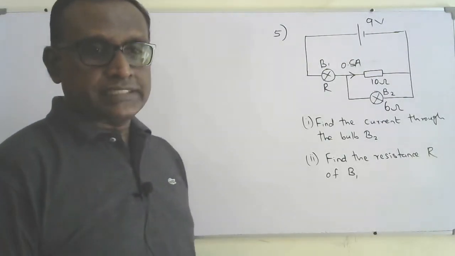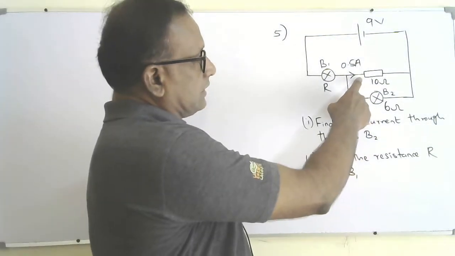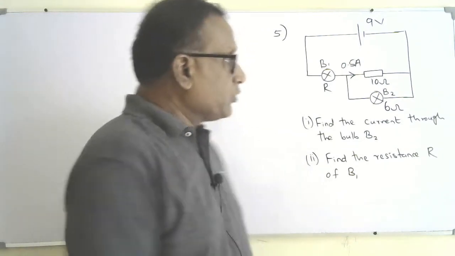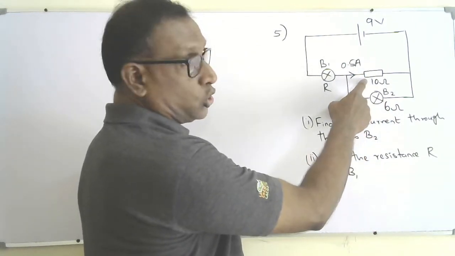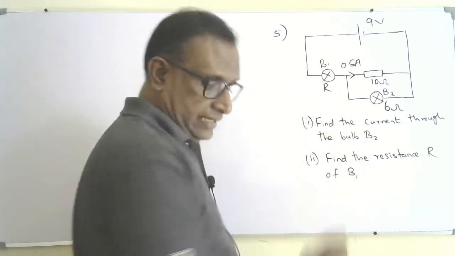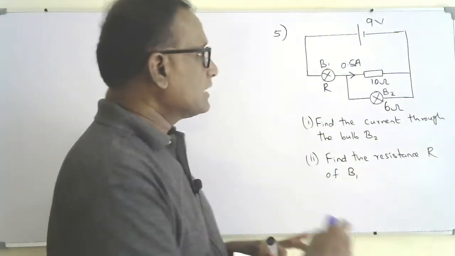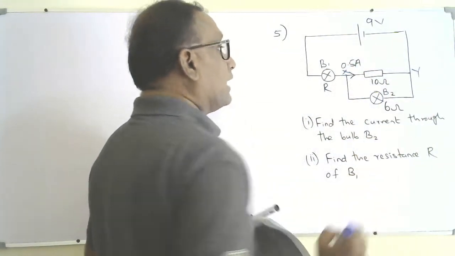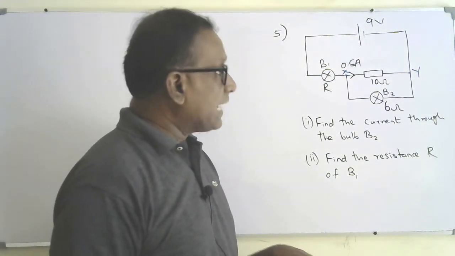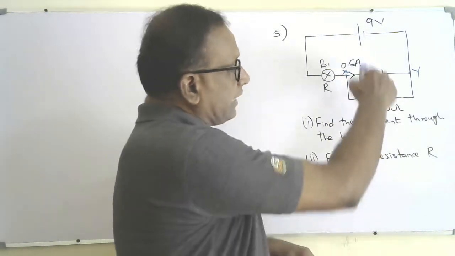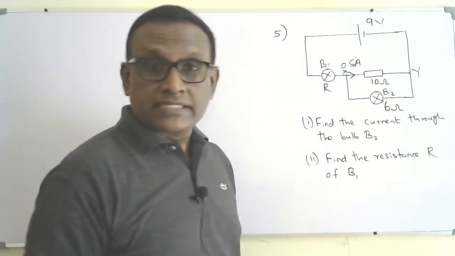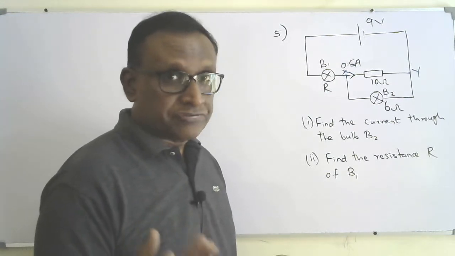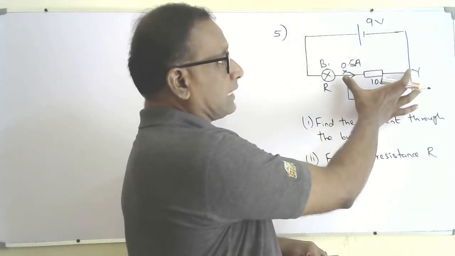Okay, this is the fifth question. Here a resistor 10 ohms and a bulb B2 are connected in parallel. The reason is you can see that the resistor 10 ohms and the bulb B2 are directly connected across the two junctions X and Y. These are the junctions, I can call this X, this is Y. So if I find the equivalent resistance, that equivalent resistance must be connected across the junction XY, as I mentioned in lesson 4.